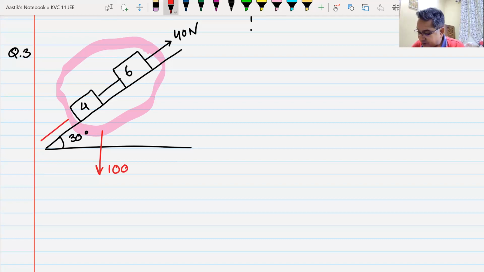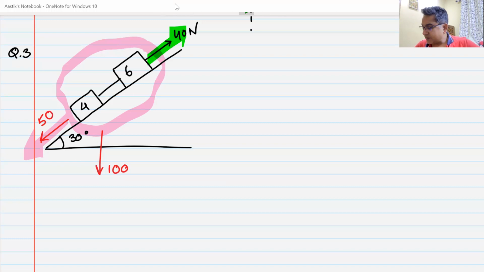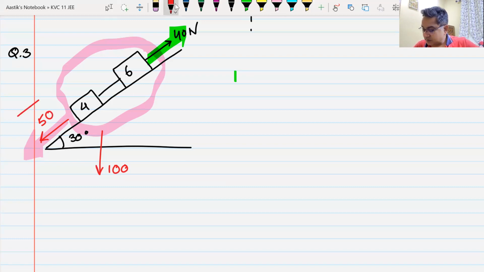Then I will have one component of this force which will be 100 sine 30. 100 sine 30 is 50 newtons. Yes or no? That means the force which is trying to pull them downwards is 50 newtons. The force which is trying to pull them upwards is 40 newtons. The entire system, who is going to win? The 50 Newton force is going to win. That means they are going to move down with an acceleration A.